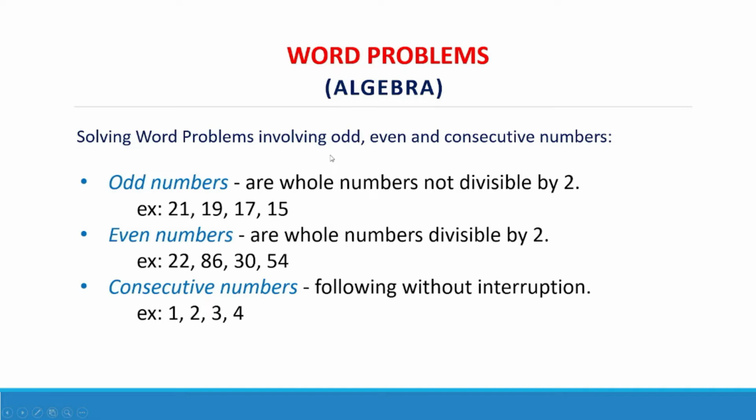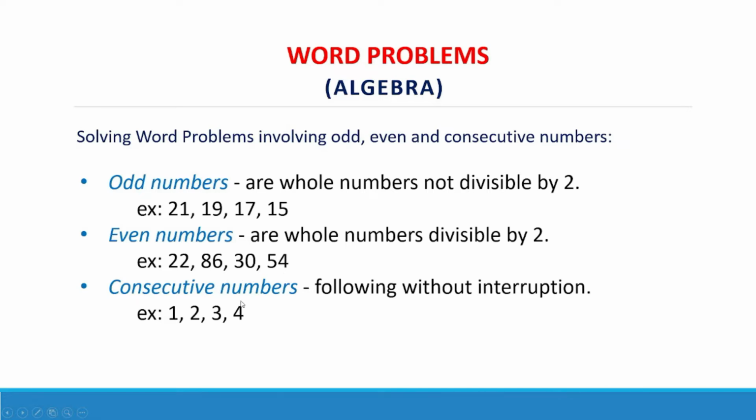Solving word problems involving odd, even, and consecutive numbers. For odd numbers, these are whole numbers not divisible by 2. Example, 21, 19, 17, 15. And even numbers are whole numbers divisible by 2. Example, 22, 86, 30, 54.